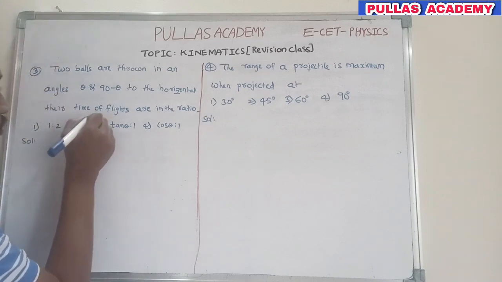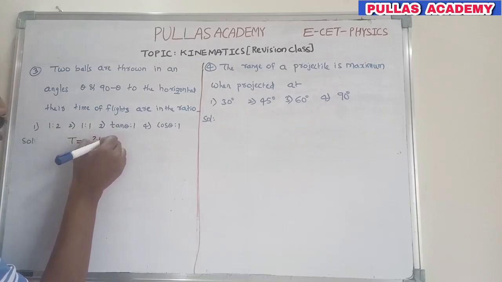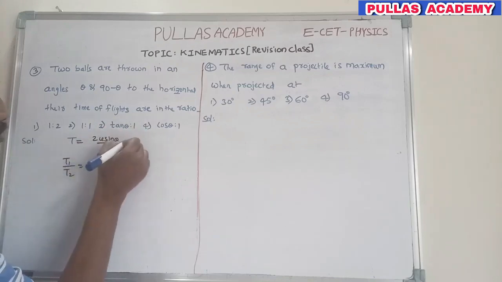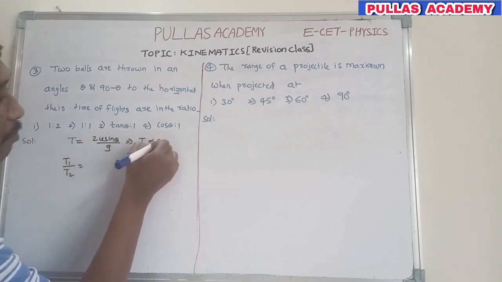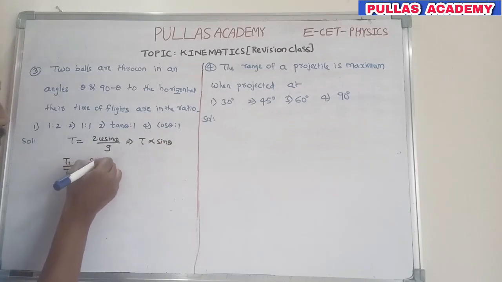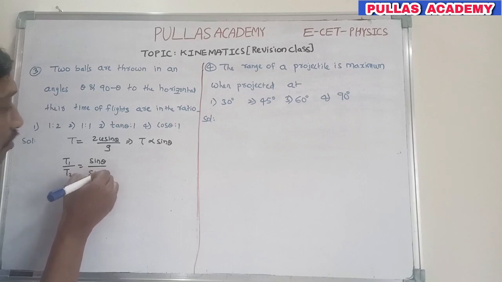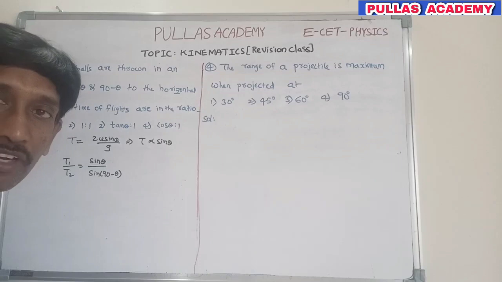So first, before this topic, you need to remember the time of flight equation. That is 2u sin theta by g. This is the formula. Here it's asking for the ratio of time of flights, that is t1 by t2. From this formula, 2u by g is common, so time of flight is directly proportional to sin theta. So t1 by t2 is equal to the ratio of sin theta. One angle is theta, the second one is 90 minus theta, so instead of theta write 90 minus theta. This is the formula for the ratio of time of flights.